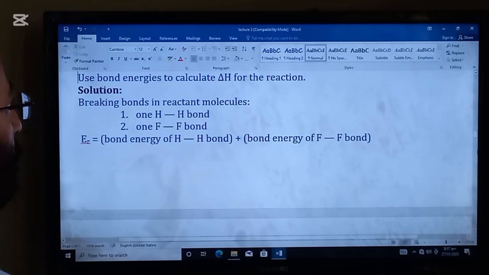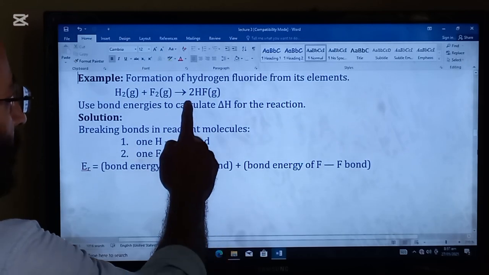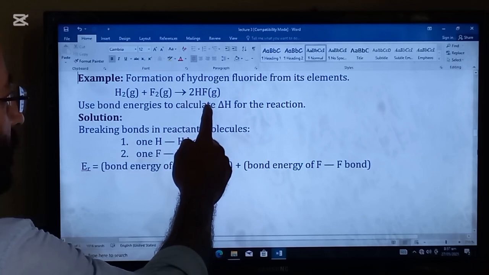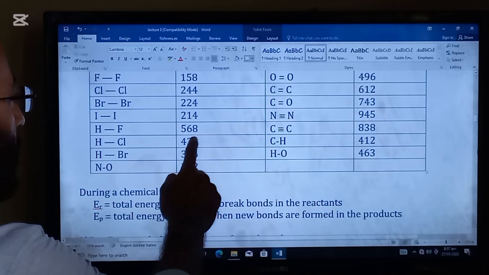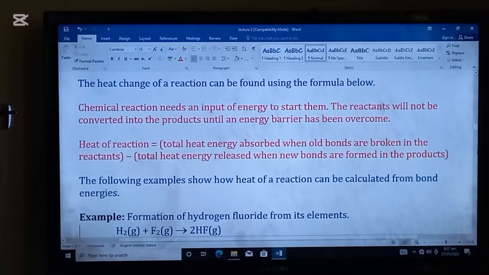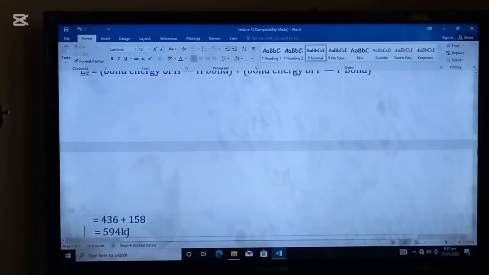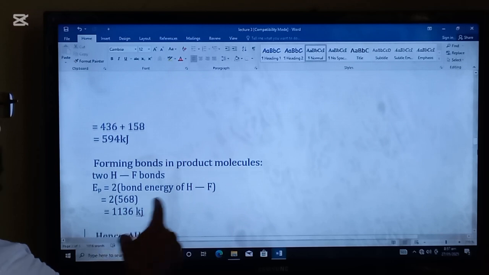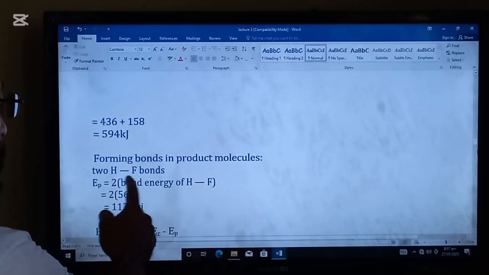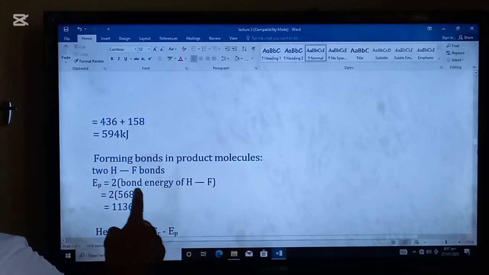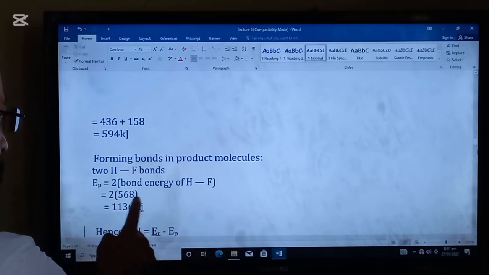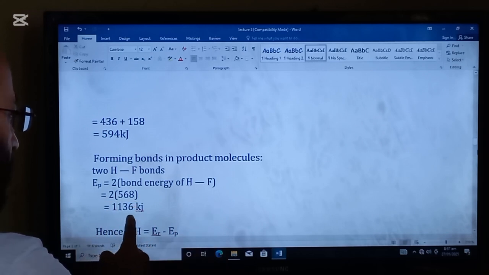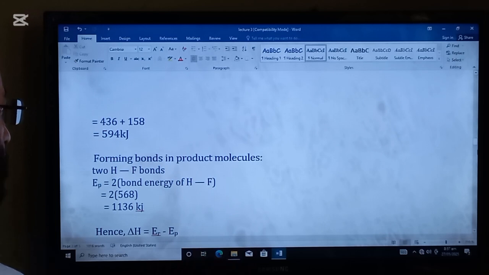And now bond forming energies are required. For two molecules of the HF, the energy was 568. So forming bonds in the product molecule, two H-F bonds. So 2 into the energy of HF, so 2 into 568. Solving it on the calculator, 1136 will be the answer.